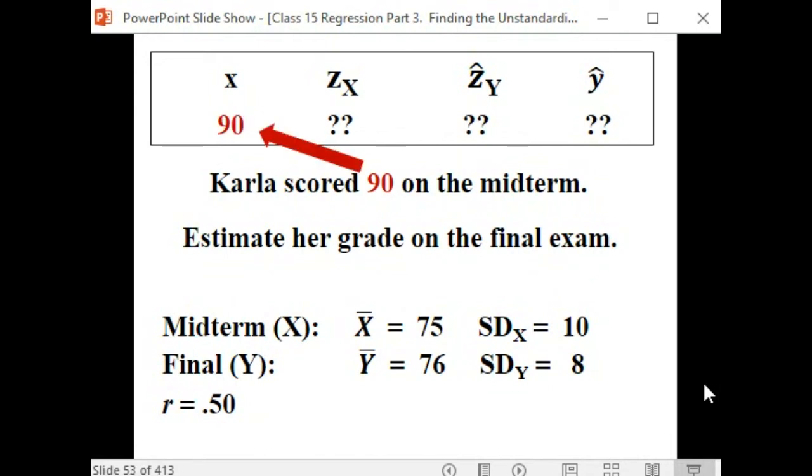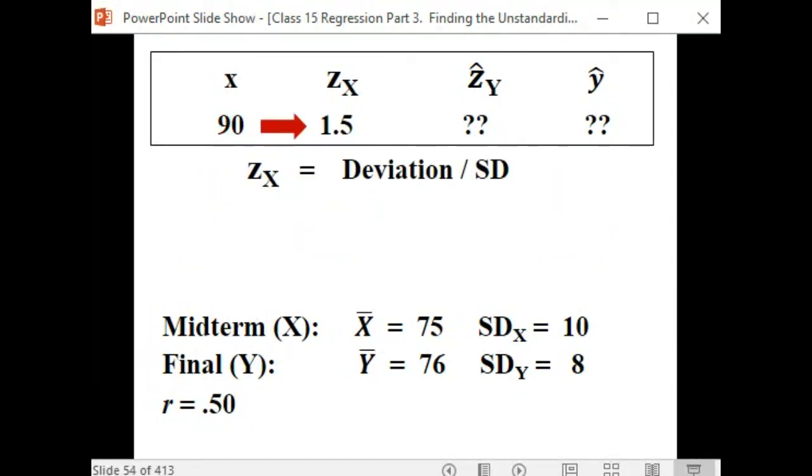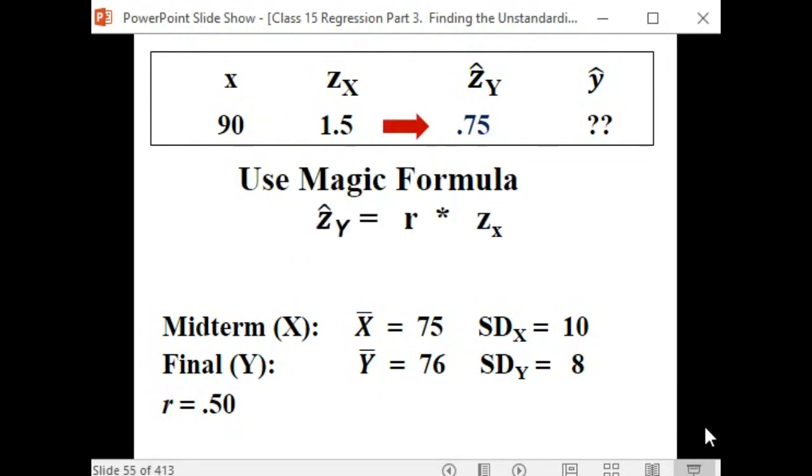So we know Carla's raw score on the predictor x is 90, so we write that here. Next, we need to turn that raw score into a z-score. And we turn that into a z-score of 1.5. To do this, we just use the same formula we always do. Z equals the deviation divided by the standard deviation. And next, we use the z of x to calculate the predicted value of the z of y, which is 0.75. And we do this using the magic formula.